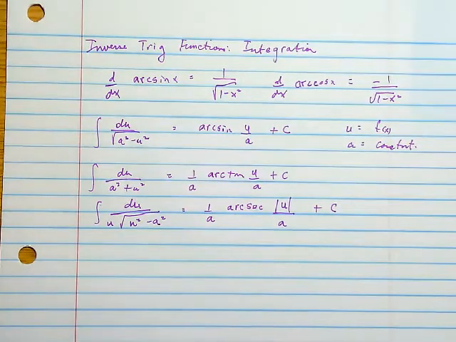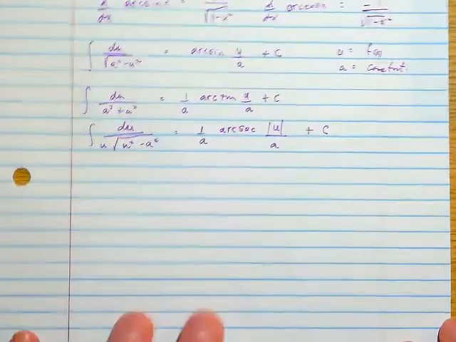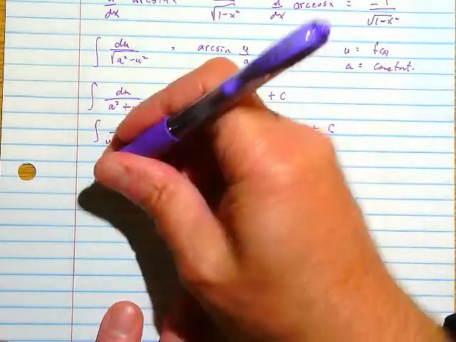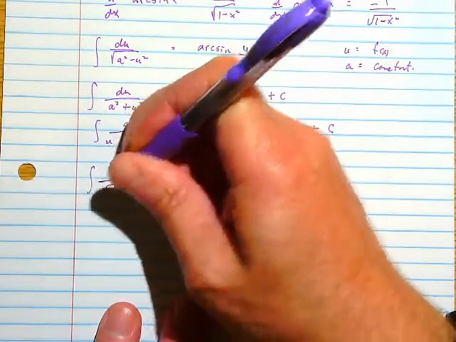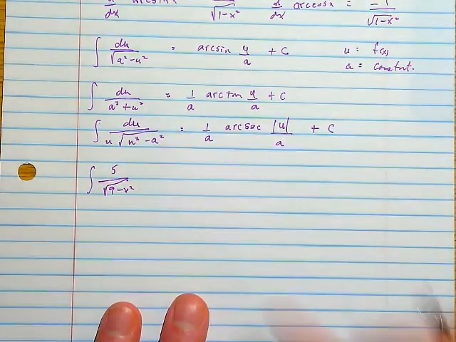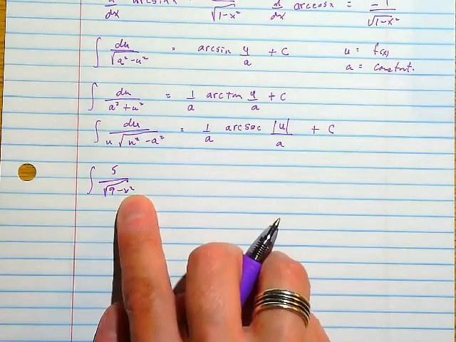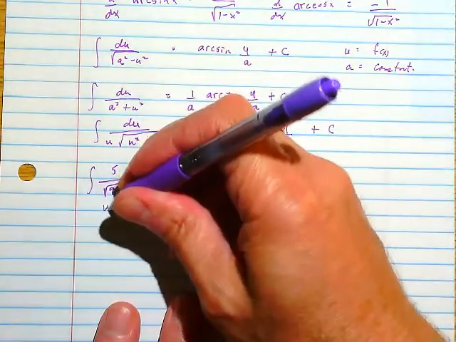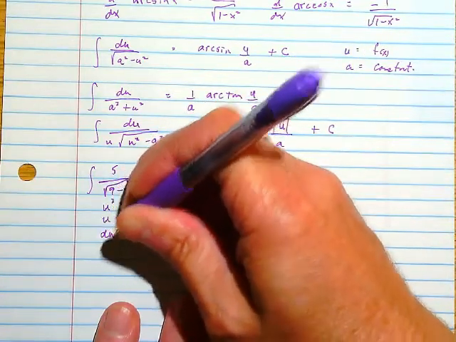All right, so we'll do a couple examples, and I've got a worksheet for you to do. Integral of, let's say, 5 over square root of 9 minus x squared. Well, that 5 is just in the way. Hopefully we can see that the x squared is u squared. That means u equals x, which means du equals dx.